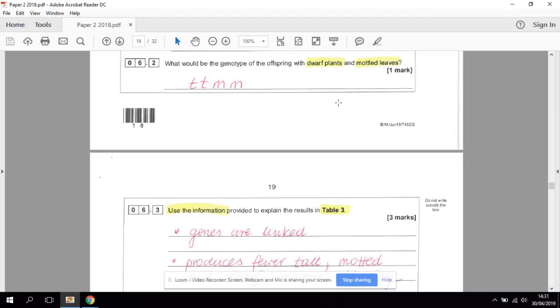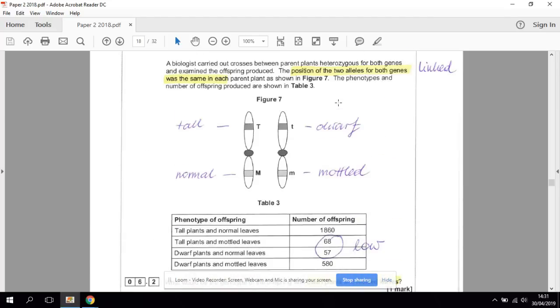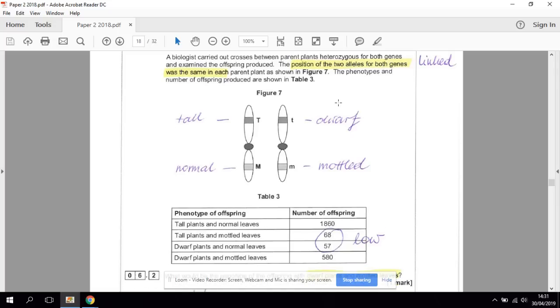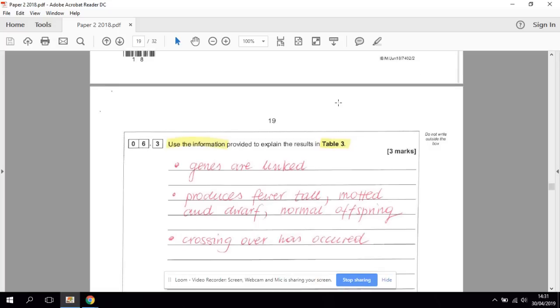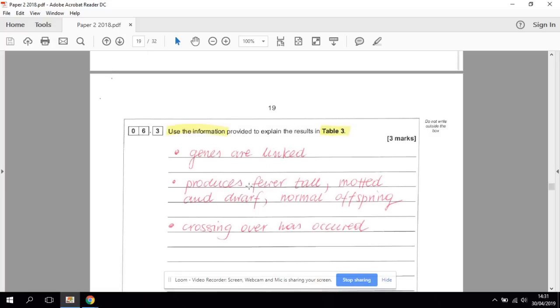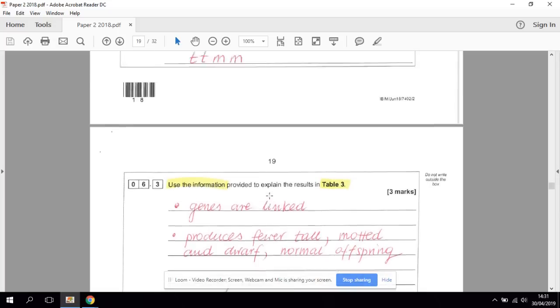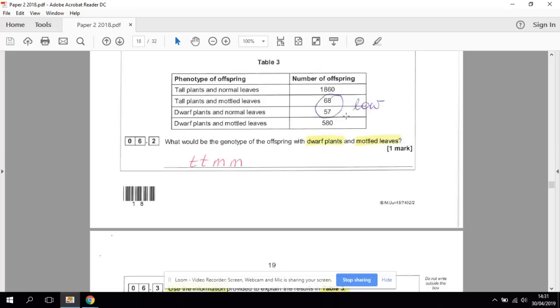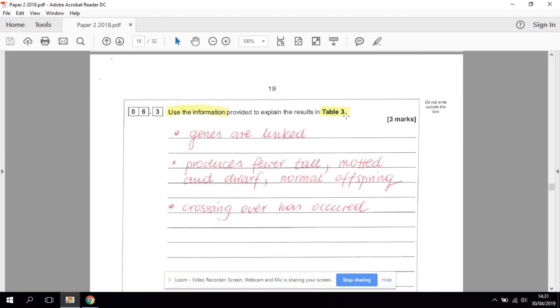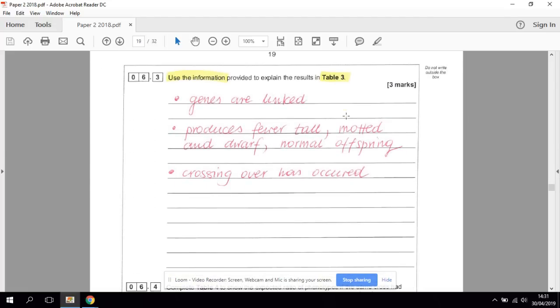Use the information provided and the results in table 3 to explain those. So as we say, the genes are linked because they are on the same homologous pair. So if they are linked, of course, we can then see that there will be fewer of those offspring. We've seen that in the table that we've labeled. So that's due to being linked, and that, for example, crossing over has occurred because we've got some of those. Okay, we've got a small number, but we've got it.